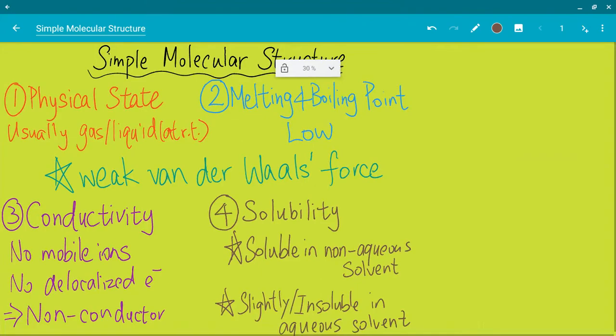Okay, so there you have it. This was a quick video on simple molecular structure. So make sure you've watched the previous videos, giant ionic structure as well. And then in the next video, I'll talk about the giant covalent structure, which also exists for covalent compounds.